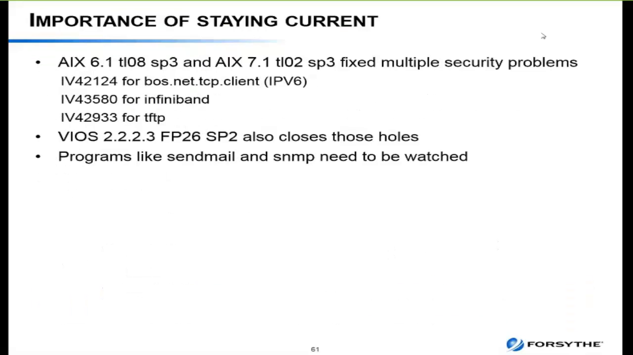Okay, so let's talk about staying current. And we talked about this early on about firmware, etc. But the point I want to make here is when I say current, I mean really current. As an example, I mentioned Service Pack 3 before. There were 3 major security holes that are patched. I've got the APAR numbers here. I can't remember if that's the version 6 or version 7 APAR number, but those were pretty serious holes. The VIO server, if you're at the very, very latest version, also closes those holes.